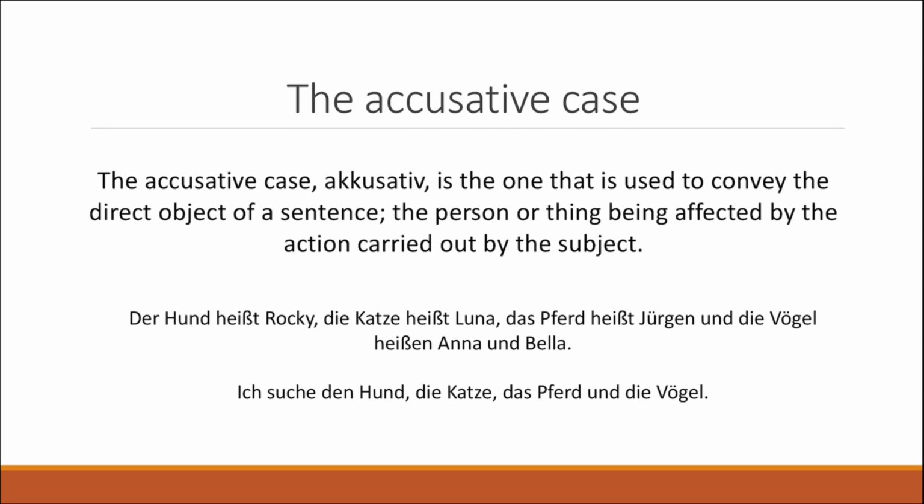But in the second sentence we have ich suche den Hund, die Katze, das Pferd und die Vögel. And because I am looking for something, for what am I looking? I'm looking for the dog, for the cat, etc. Then we can see that Hund, Katze, Pferd, and Vögel are all declined for the accusative case. And here you can see something which is astonishing. We said that we needed to decline the articles, but we are not declining die Katze, we are not declining das Pferd, and we are not declining die Vögel. So this is very important.